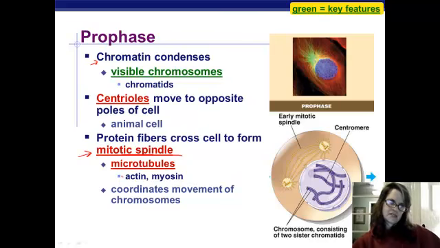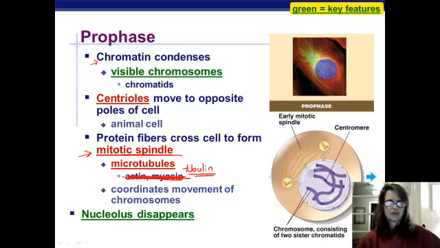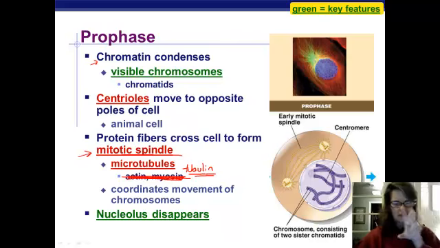I'm going to cross this out right there because that's not true. The microtubules are made out of something called tubulin. Okay? At any rate, they're going to move the chromosomes, okay? And the nucleolus, which is really just a really active area of the chromosomes where ribosomes are made, goes away. It's just a circular spot in the nucleus and it disappears.